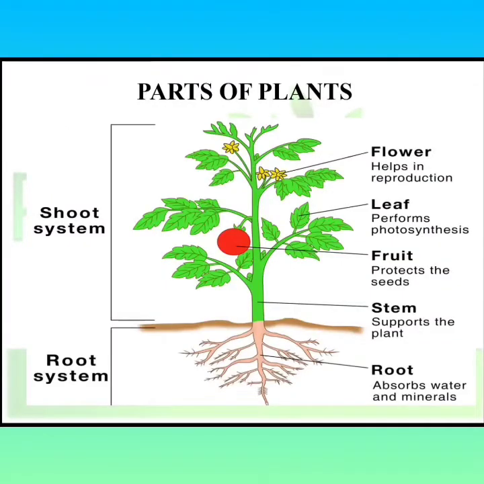Now you can see in the diagram, we have shoot system. In shoot system, we have flower, leaf, fruit, stem. And in root system, we have only roots. Roots are used to absorb water and minerals. Flower is used in reproduction. Reproduction means producing their young ones. Leaf performs photosynthesis. Fruit protects the seeds. Stem supports the plant and helps the plant to stand upright above the soil.